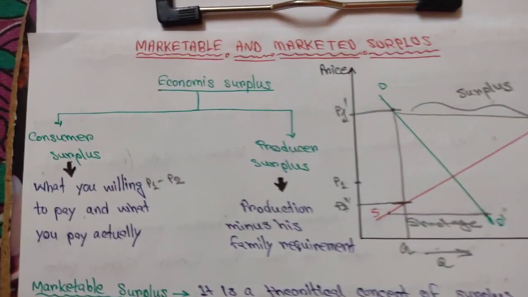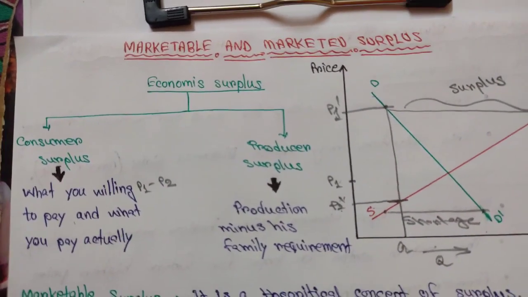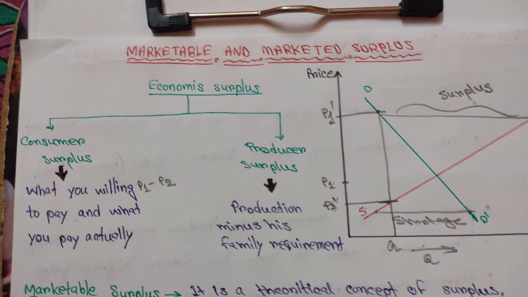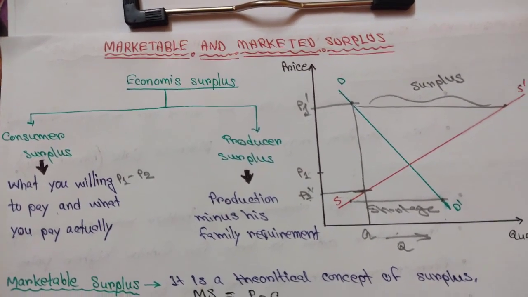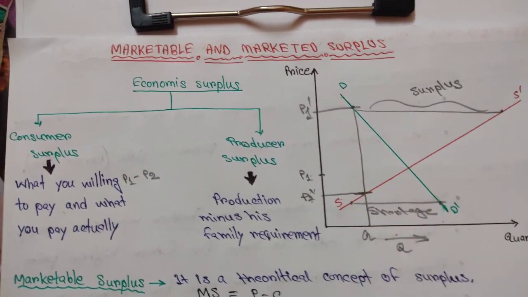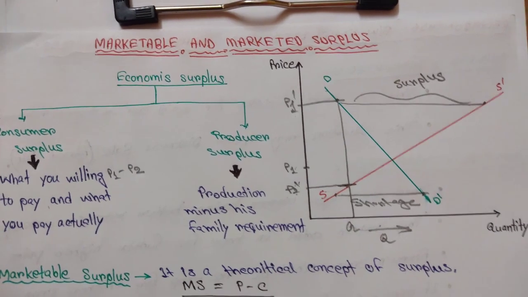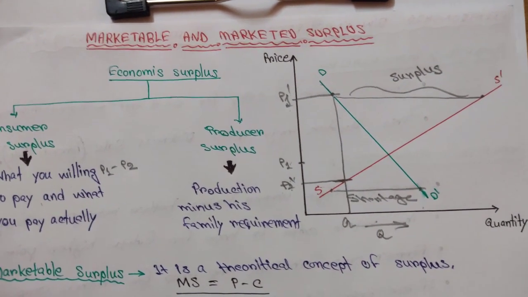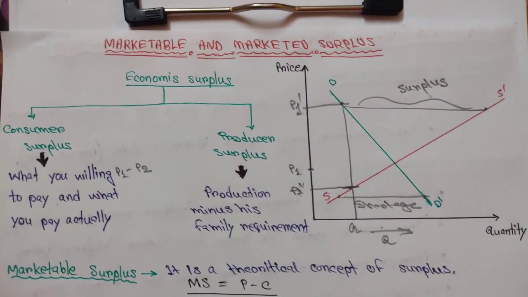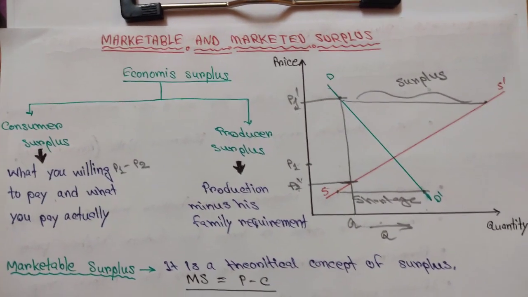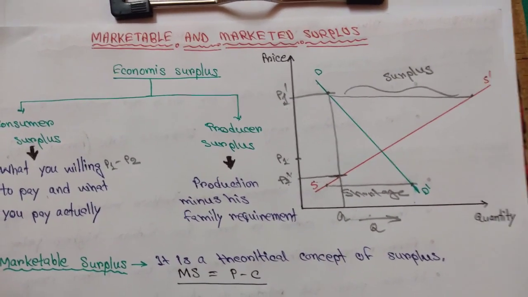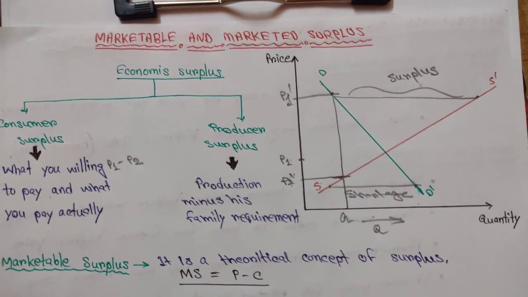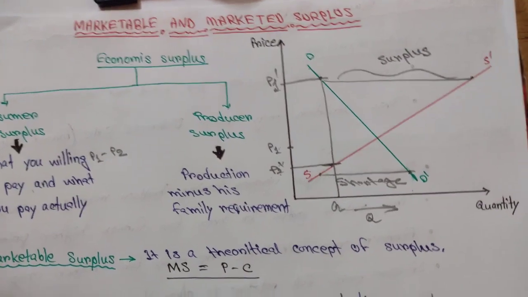And the producer surplus is the production minus the family requirement. Now, what you have produced, for the producer what is the surplus? What you produce minus your total requirement. That means what you are supplying to the market, production minus family requirement, is the producer surplus.